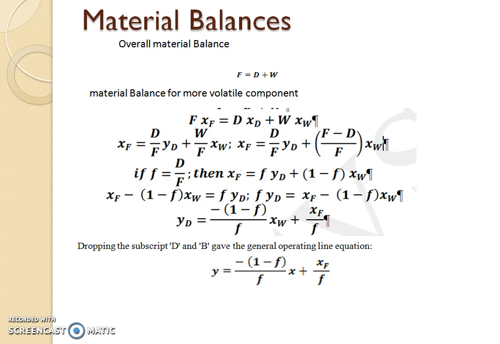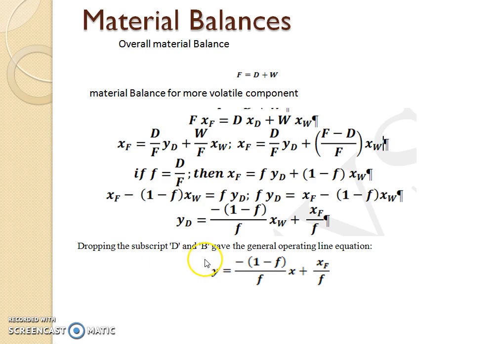Dividing by F on both sides and substituting W is equal to F minus D, we get the equation XF is equal to D by F into YD plus (F minus D) by F into XW. Now we define the fraction of material evaporated, f, equal to D by F, and substituting it in the above equation and simplifying, we get YD is equal to minus (1 minus f) by f into XW plus XF by f.